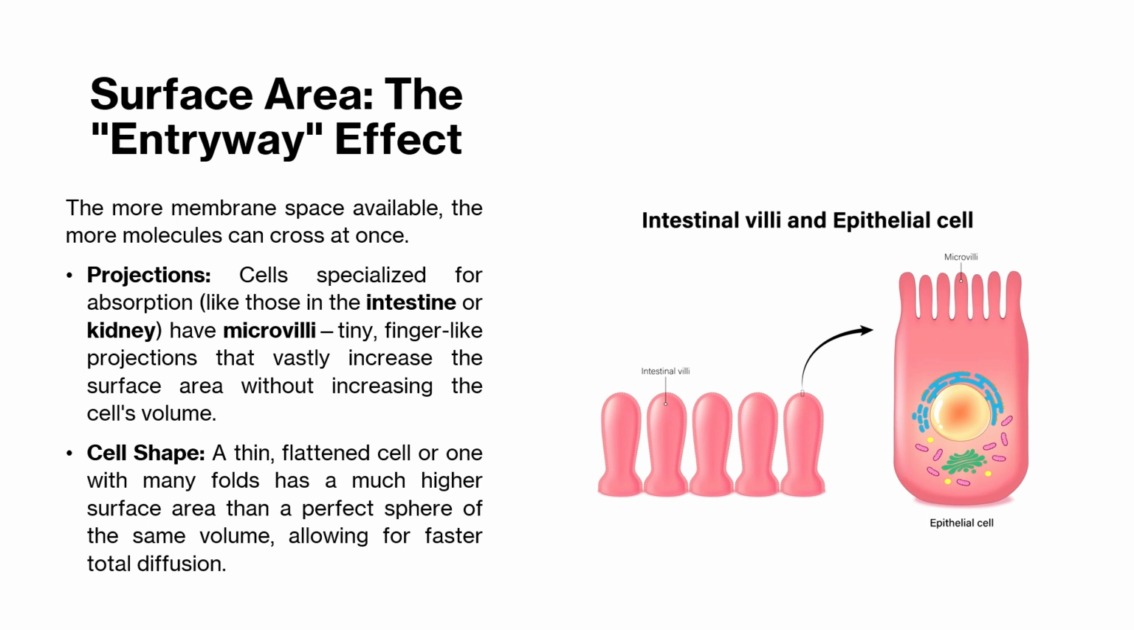In the previous chapter, that is chapter number 2, we have discussed folding and increasing the surface area. This is not only a recap of that lecture, but is for your better understanding. So this folding vastly increases the surface area, allowing for rapid diffusion. And you should also know that cell shape matters in a diffusion process. A thin flattened cell like the ones in your lungs allows for much faster total diffusion than a perfect sphere.